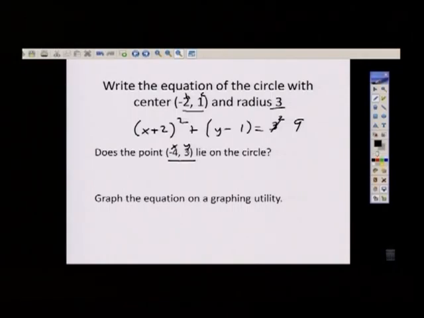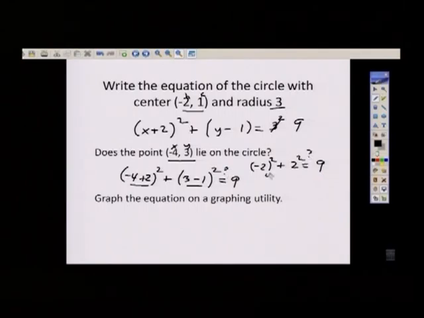Okay, let's see. So if we substitute the -4 in for the x and the 3 in for the y, we end up with that equation. So we would end up with -2 squared plus 2 squared. We're trying to see, does that really equal 9? So 4 plus 4 does not equal 9. So it is not on the circle.